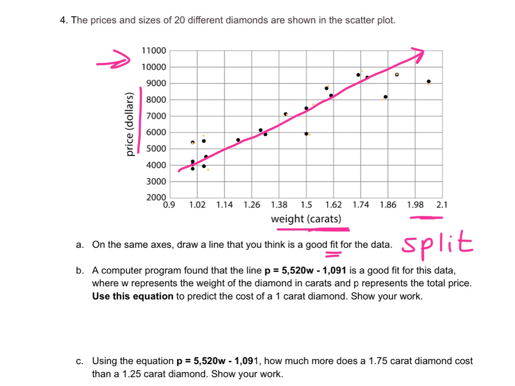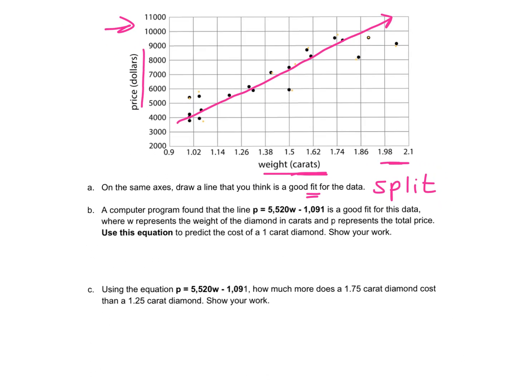All right, and then the next part I think isn't too bad. You're going to use an equation to make some predictions. A computer program found that a prediction line, this equation right here, is a good fit for the data, where the W represents the weight of the diamond in carats and the P is the total price. So we're going to use the equation to predict the cost of a 1 carat diamond. That's the weight, so where the W is, I'm going to just input a 1 right there.